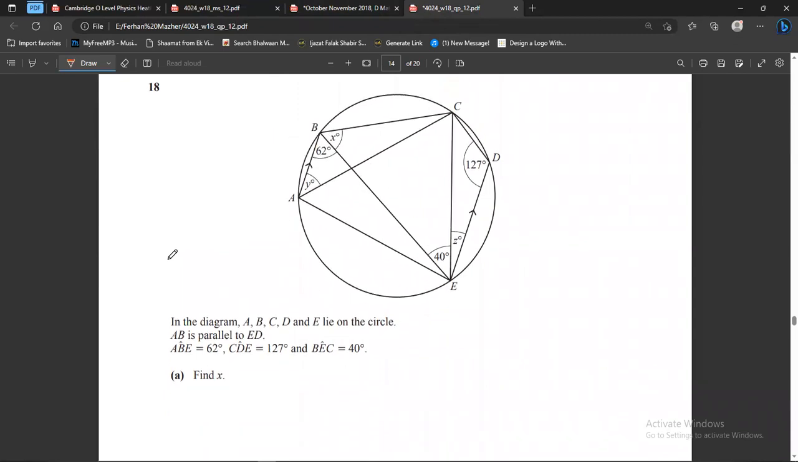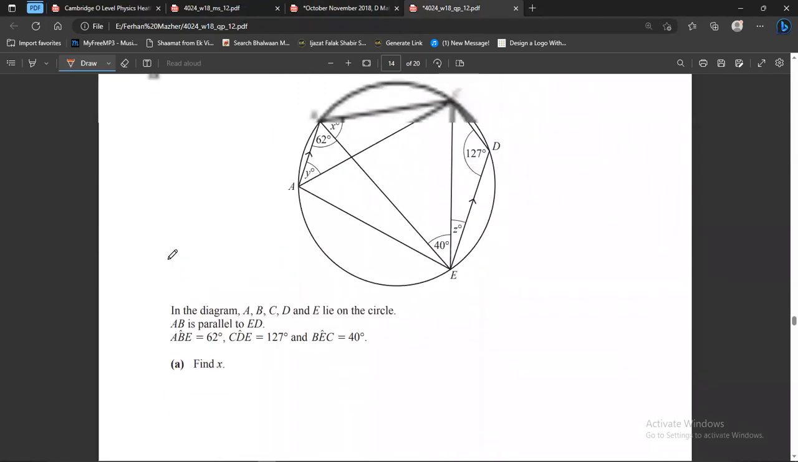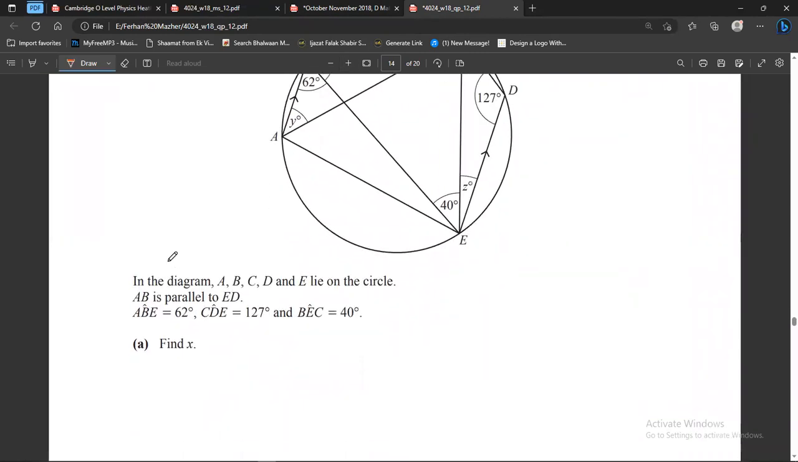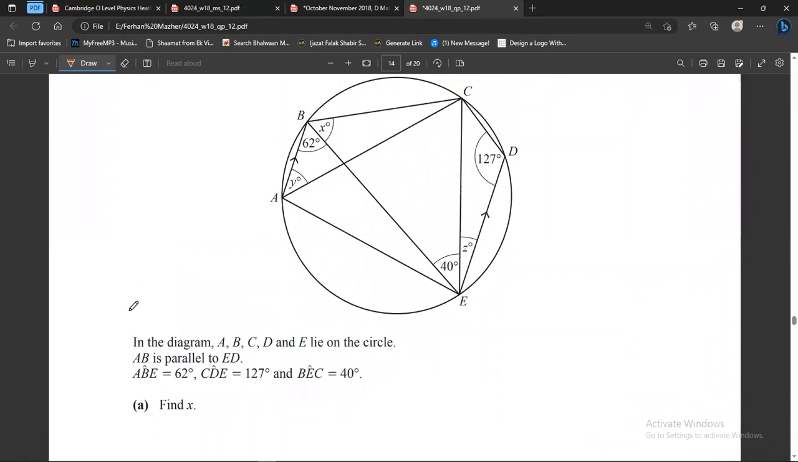Question number 18, he says, in the diagram A, B, C, D, and E lie on the circle. AB is parallel to ED. Then ABE is 62, CDE is 127, and BEC is 40. Their first question is find the value of X.